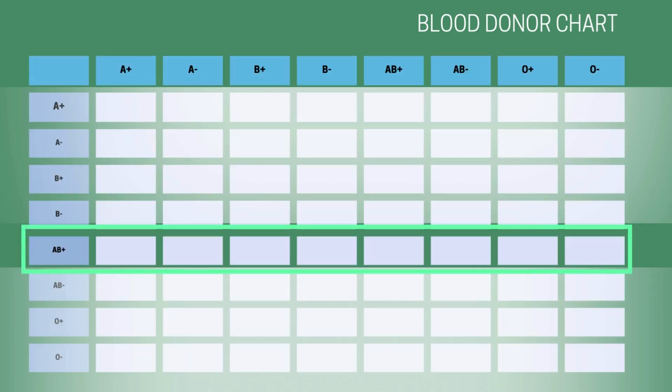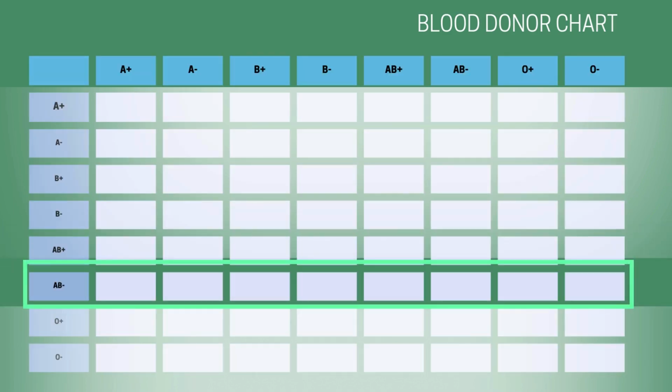Let's move on to an AB positive patient. This is the easiest one. AB positive is known as the universal recipient for red blood cell transfusions. That's because these patients have both A and B antigens, plus the Rh antigen on their red blood cells. Their immune system won't see any of the ABO or Rh antigens as foreign, so they can safely receive blood from any type, A, B, AB, or O, whether it's Rh positive or negative. In other words, if you're AB positive, you can receive red blood cells from any donor.